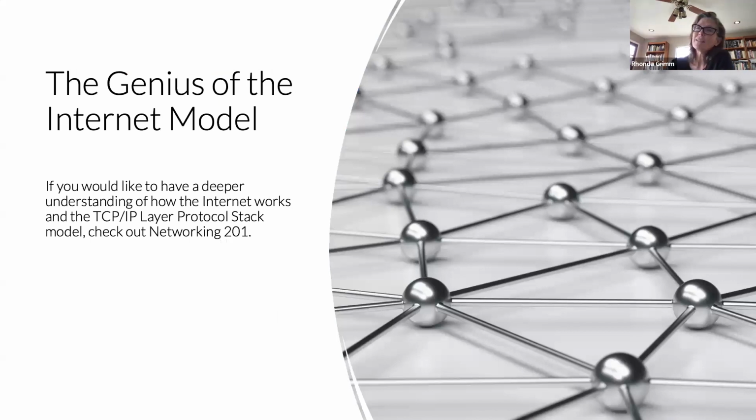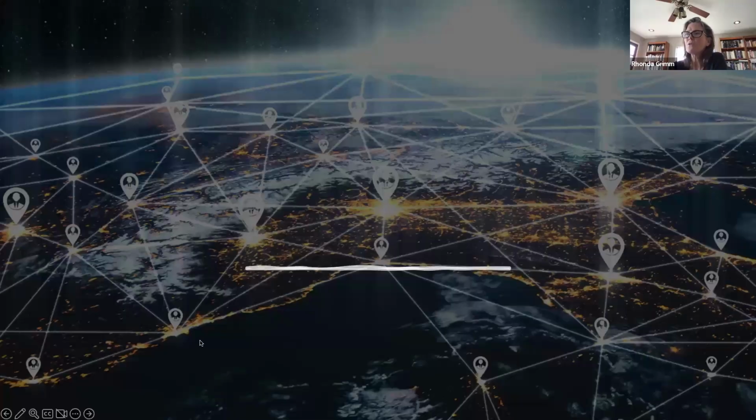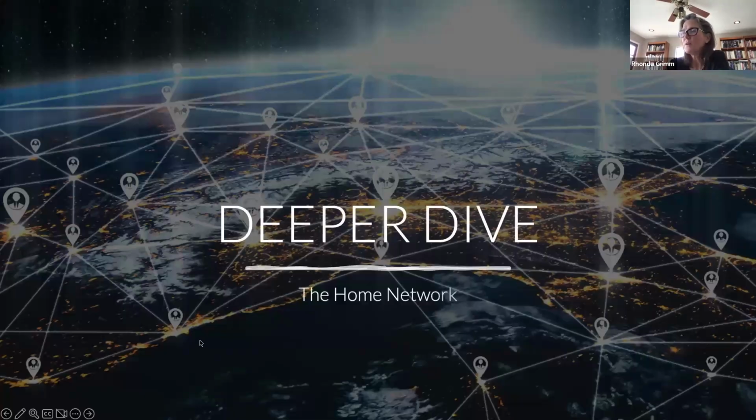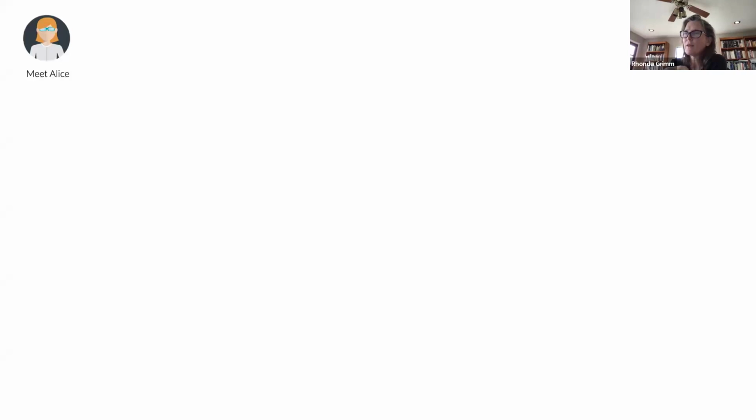So we have this other segment called Networking 201, and that's where it gets into the genius of the model that makes all that work. If anybody's interested, we could always go into the IP stack model in Networking 201. But let's take a deeper dive, more specifically into the home network.